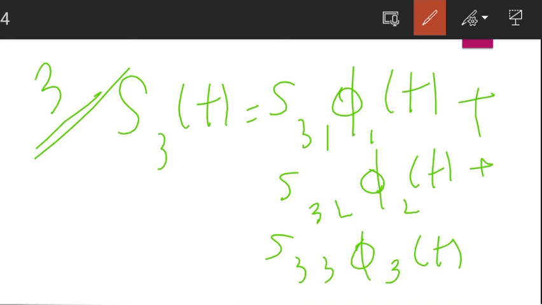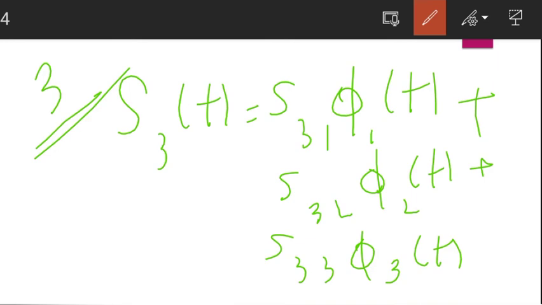will be present for S3 of t, S34 into phi 4 of t, S35 into phi 5 of t, etc. will be present up to n. But we will be considering only up to S33. All the other coefficients will be considered as 0. The coefficients of basis vectors, that is S34, S35, etc. up to S3n, will be considered as 0.